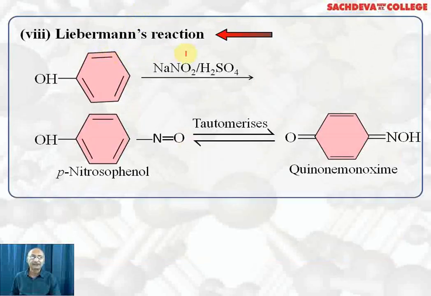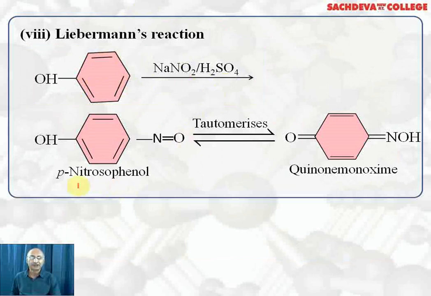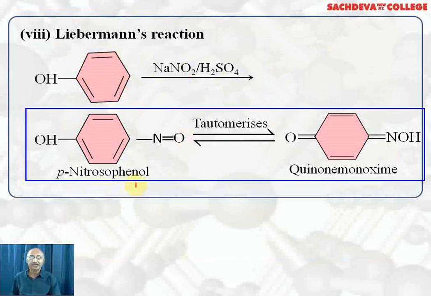Next we have Liebermann's reaction. Phenol reacts with NaNO2 and H2SO4. It results in the formation of para-nitrosophenol, which tautomerizes to form quinone monoxime. This reacts with phenol and sulfuric acid and forms a deep blue color. On dilution, it changes to red color. And on further reaction with NaOH, it gives blue color. So this is Liebermann's nitroso reaction, which can be used for testing phenol.